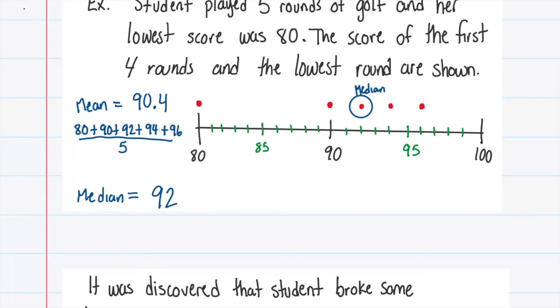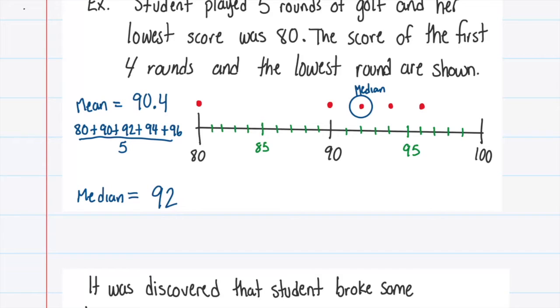5 rounds of golf, and her lowest score was an 80. Now, if you guys have never played golf before, the point of the game is to get the lowest score possible, guys. Just like when you're running, the fastest time is the one that wins, the one that takes less time. So the score of the first 4 rounds are shown below.